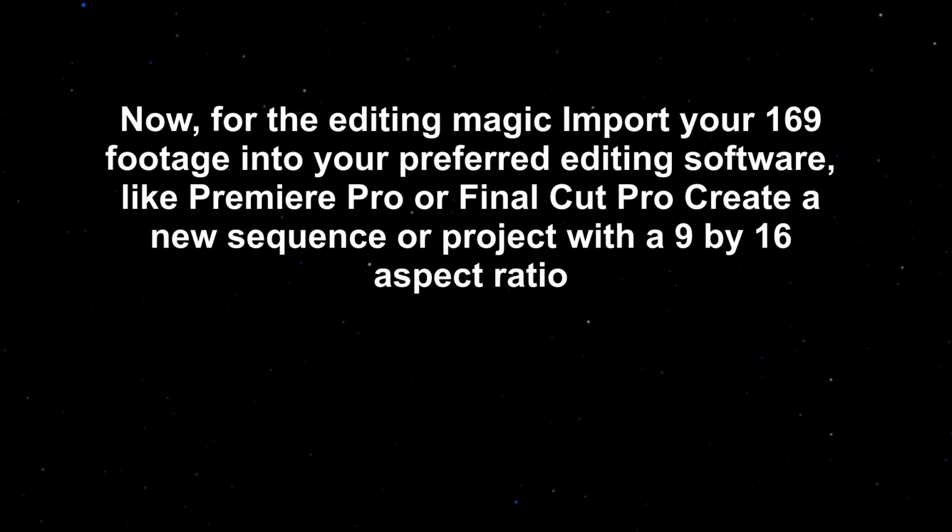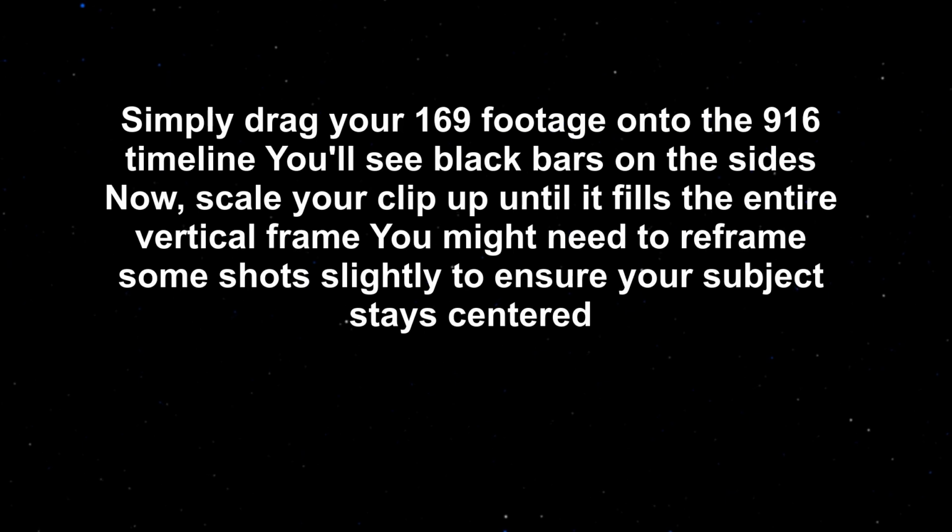Now, for the editing magic, import your 16:9 footage into your preferred editing software, like Premiere Pro or Final Cut Pro. Create a new sequence or project with a 9:16 aspect ratio. Simply drag your 16:9 footage onto the 9:16 timeline. You'll see black bars on the sides now. Scale your clip up until it fills the entire vertical frame. You might need to reframe some shots slightly to ensure your subject stays centered.